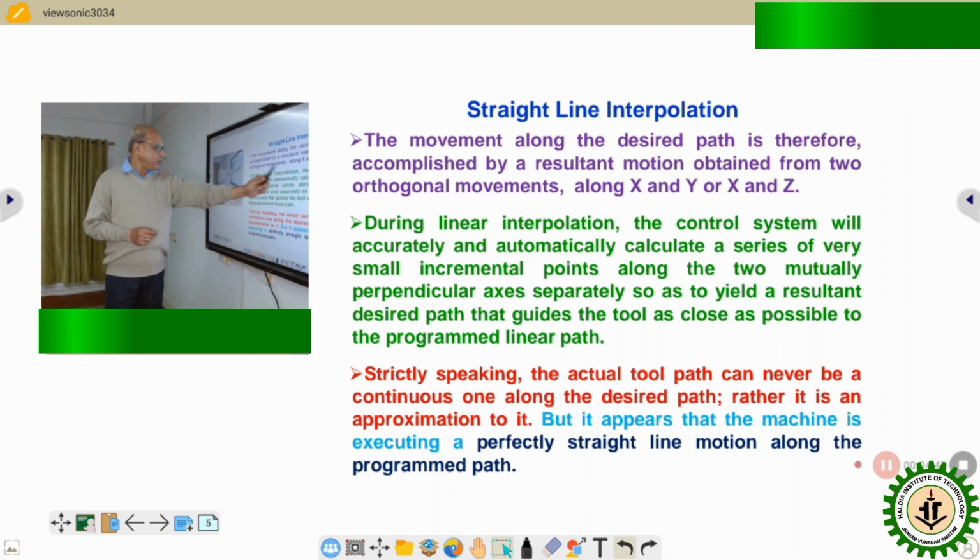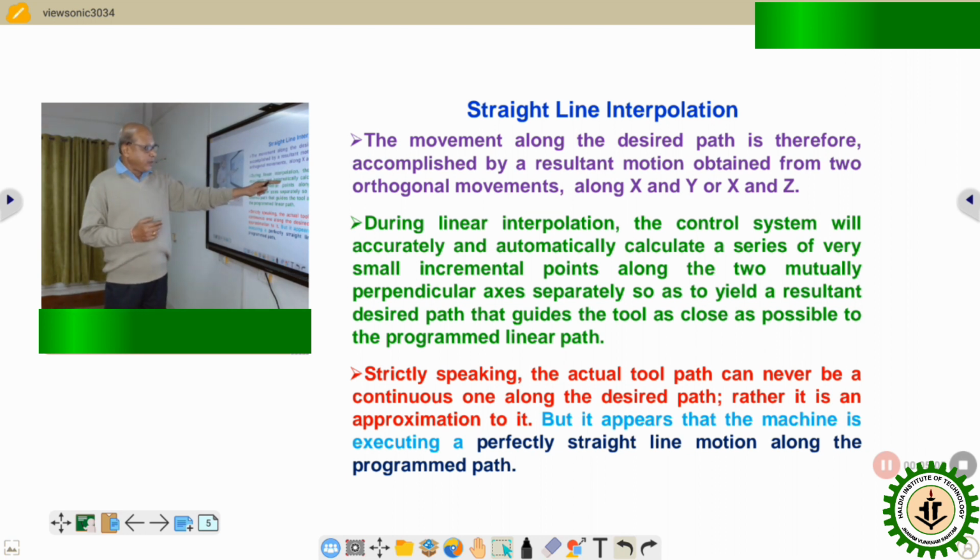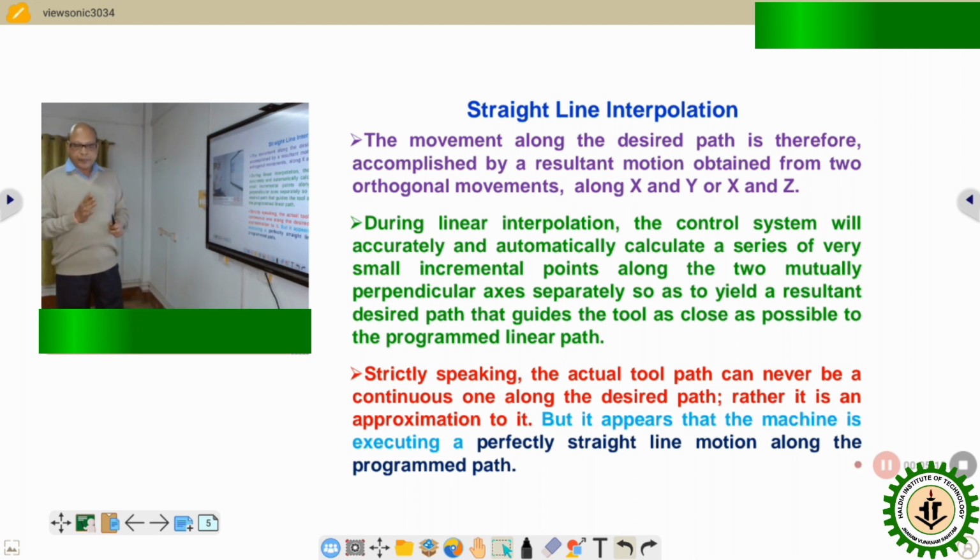During linear interpolation, the control system will accurately and automatically calculate a series of very small incremental points along the two mutually perpendicular axes separately. That is exactly the role of the function of interpolation. I am repeating, the control system will calculate a series of very small incremental points along the two mutually perpendicular axes separately. That is, for X axis separate, Y axis separate, or if it is a combination of X, Z, then separately for X as well as for Z. So this activity exactly implements the basic philosophy of interpolation.